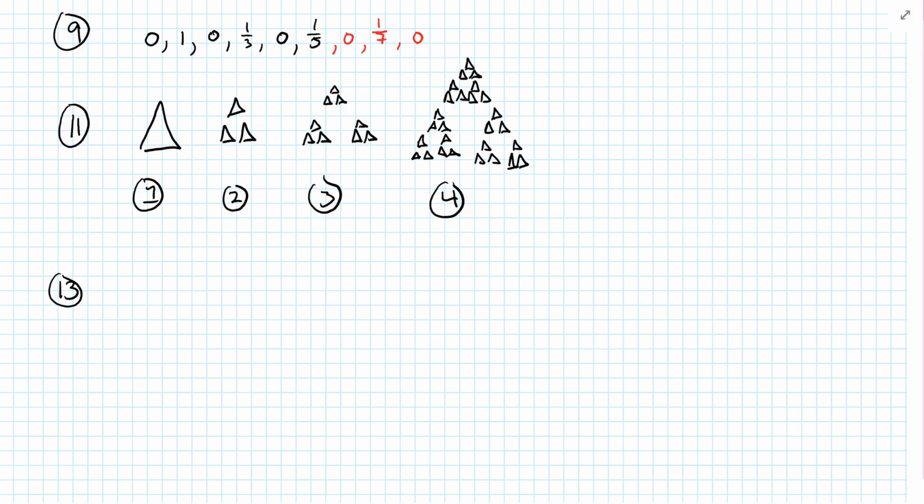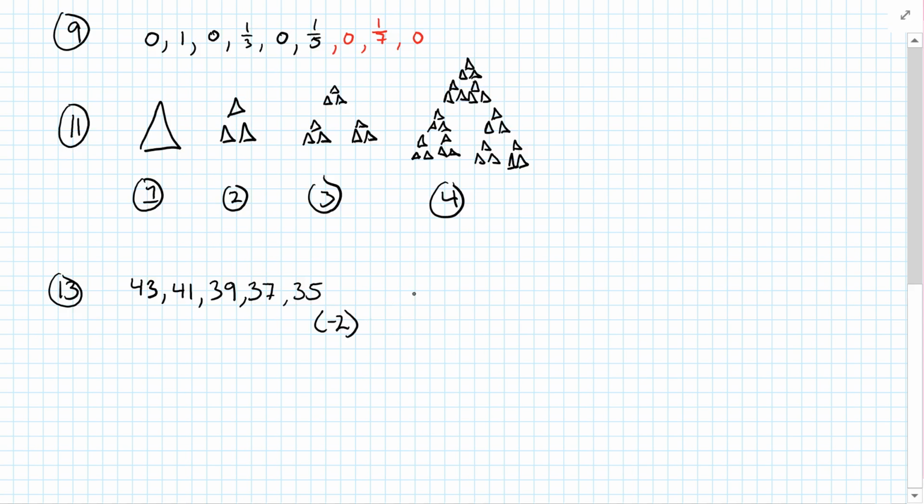13. Write a recursive formula and then find the next term. So recursive means it has to include the previous term. So the order goes 43, 41, 39, 37, 35. So the common difference is -2. So a sub n would be a sub n minus 1, the previous term, minus 2. The next one would be 33.